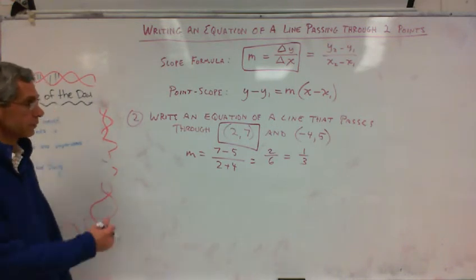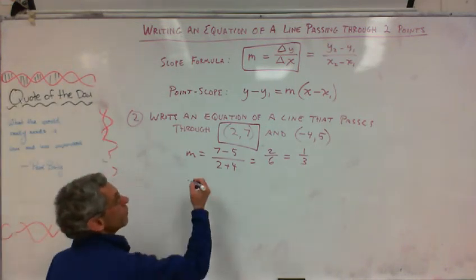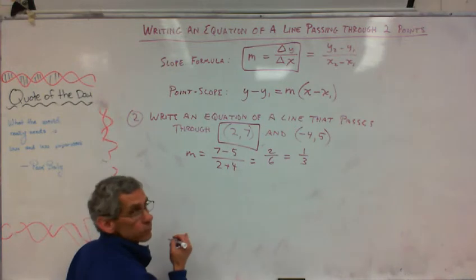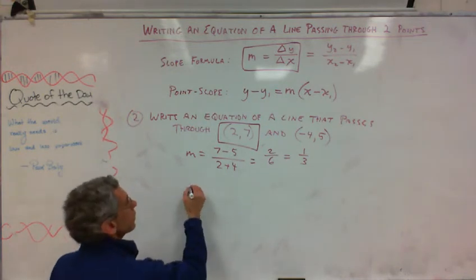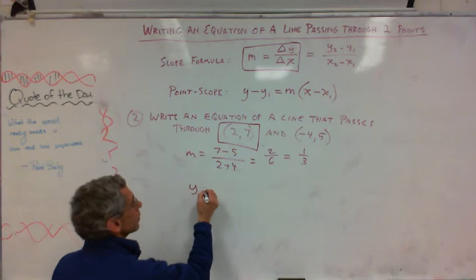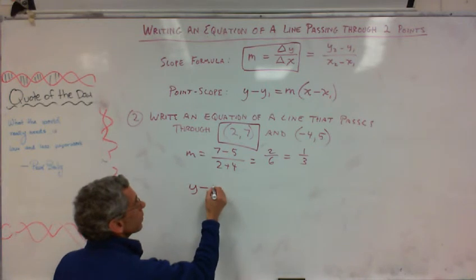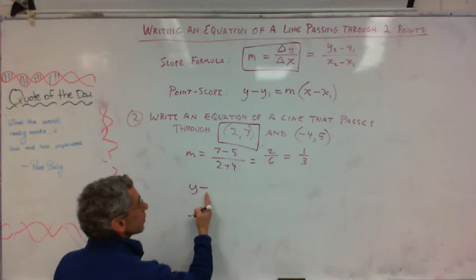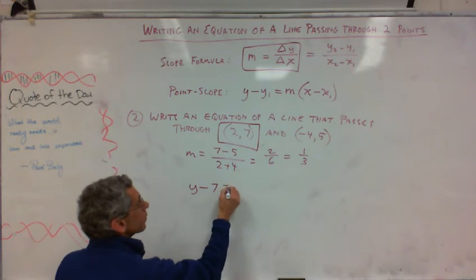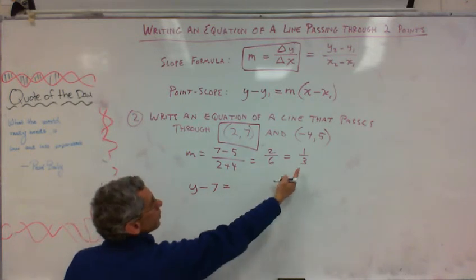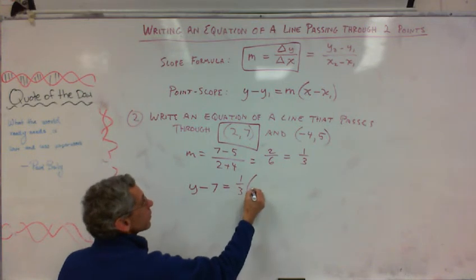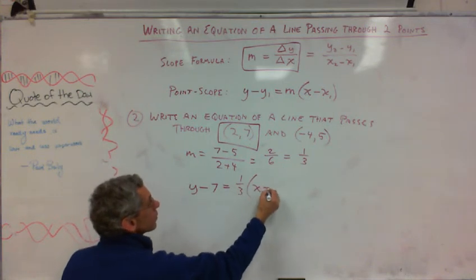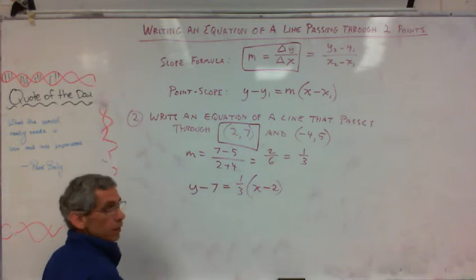So Graham, help me. Choose either point. Y minus 7 equals 1/3. Always write it in this form. Parenthesis x minus 2. You got it. Perfect.